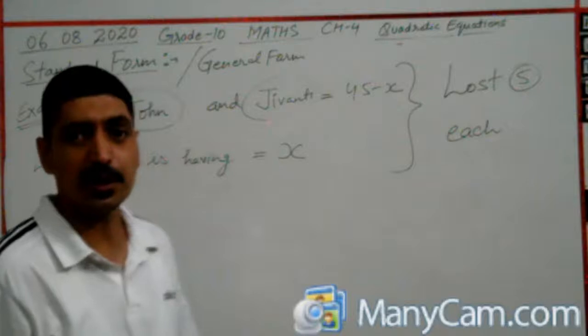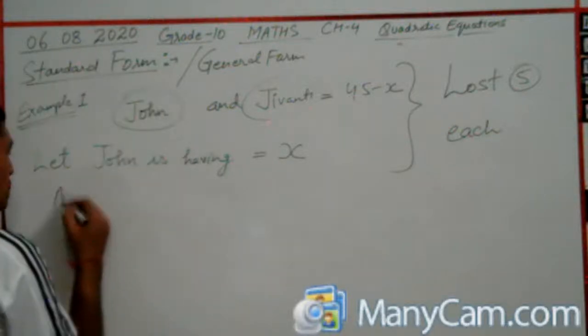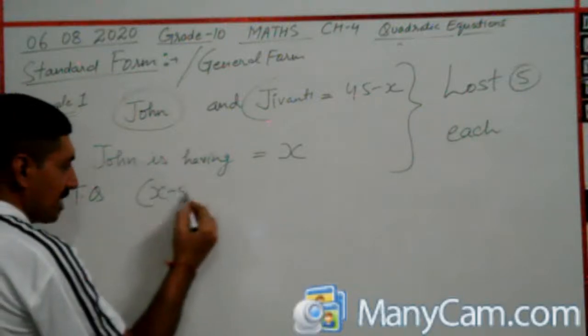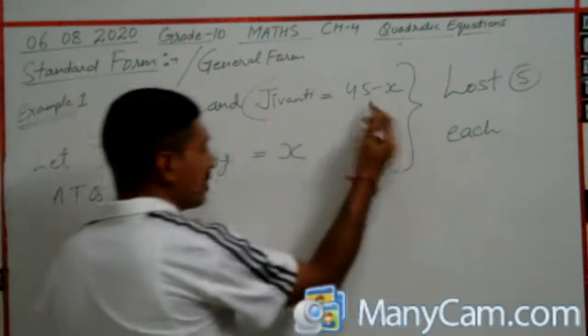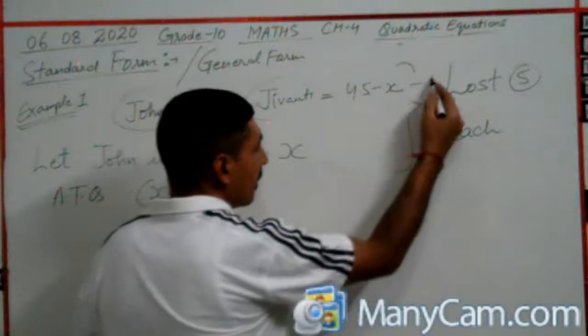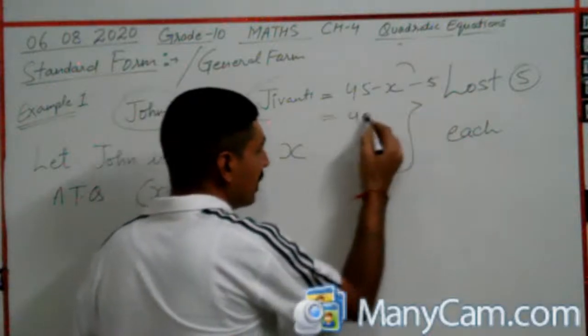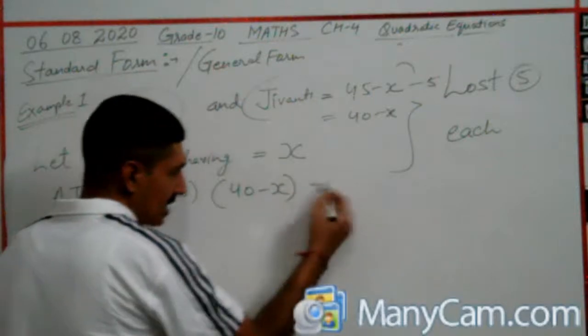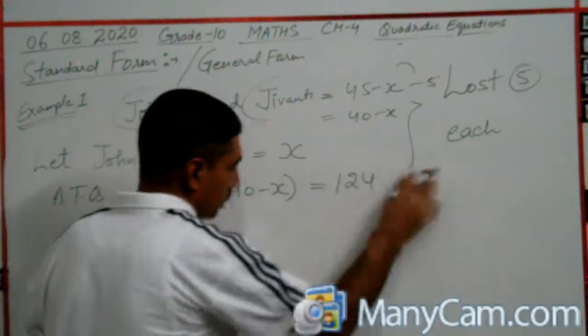Their product, according to the question, is X minus 5 times, and here when we subtract 5, we get 40 minus X. So X minus 5 times 40 minus X is equal to 124.